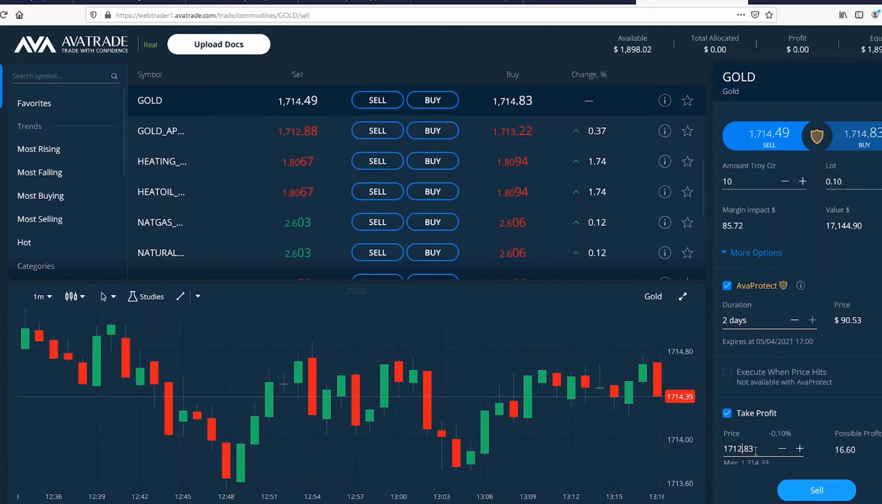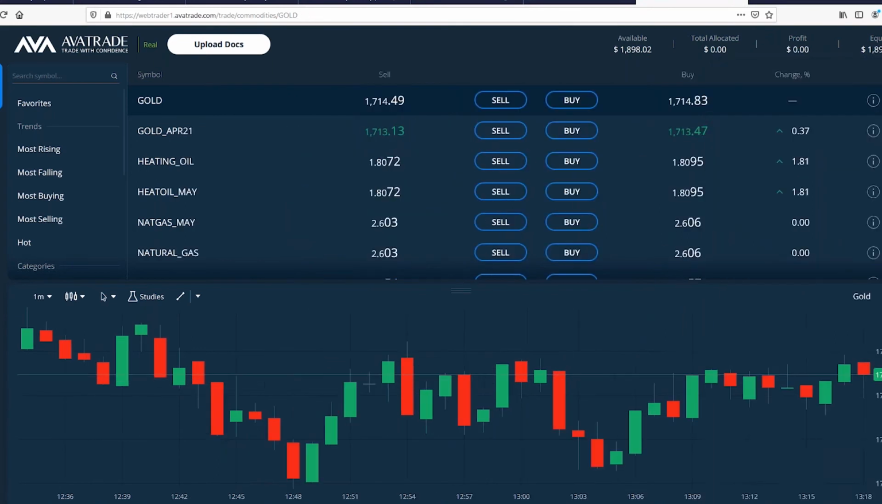Maybe I think gold will drop down to 1650 or something, right? Break back sub 1700. My potential profit could be 636, as you see here, and it only costs me 90 to go after it for 2 days full protection against any losses for this time period. Okay, so it's an option with the web trader and AvaTrade Go to use this type of risk management.